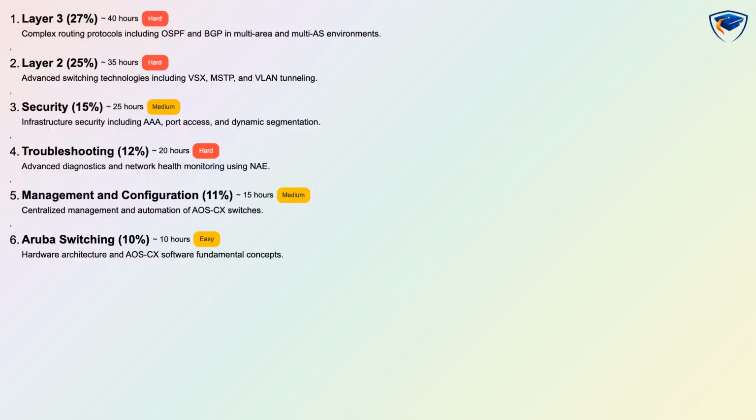This exam covers 6 domains with specific weights to guide your study plan. Layer 3 carries 27%, Layer 2 is 25%, Security is 15%, Troubleshooting is 12%, Management and Configuration is 11%, and Aruba Switching is 10%. The assessment mixes conceptual questions, scenario-based tasks, and hands-on exercises depending on the domain.